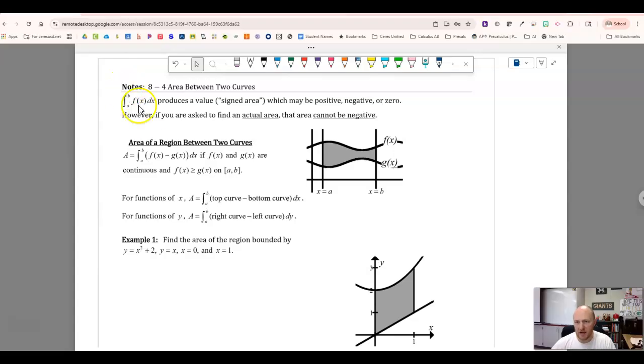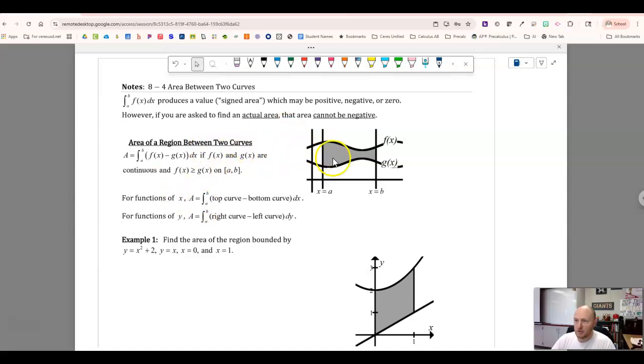The integral from a to b of f of x dx produces a value or signed area, which may be positive, negative if it's below the x-axis, or 0. However, what if I'm asked to find an actual area of a specific region? It's important to note that this area cannot be negative, and we'll elaborate here. What about the area of a region between two curves?